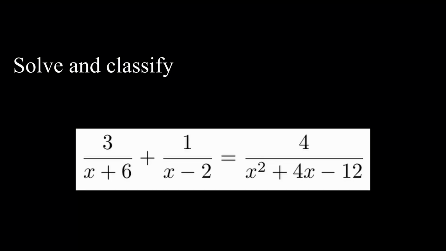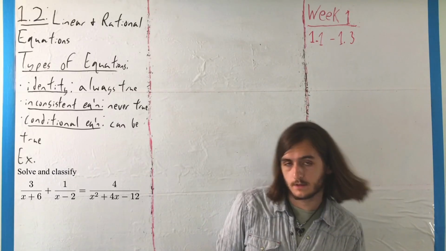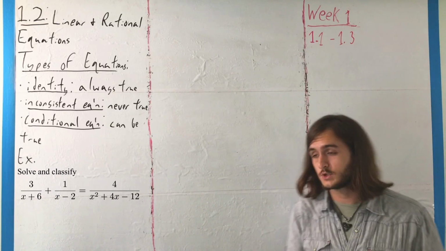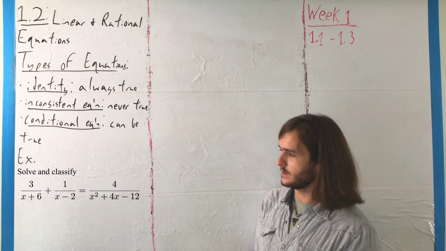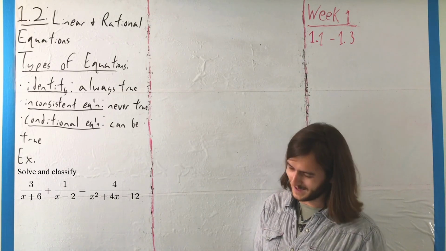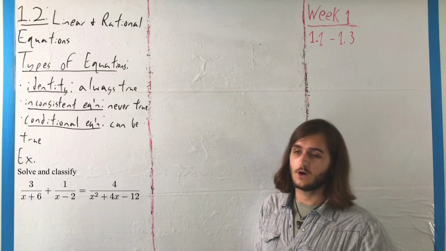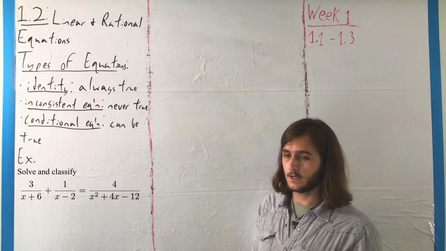So we want to solve and classify the equation 3 over the quantity x plus 6 plus 1 over the quantity x minus 2 equals 4 over the quantity x squared plus 4x minus 12. Okay, so this has a bit more work to it, but it is the same flavor of thing that we saw when we were talking about rational equations, except now we've got a square in there. In particular, the thing on the right-hand side would be what's called a quadratic in the denominator. It is a square term.